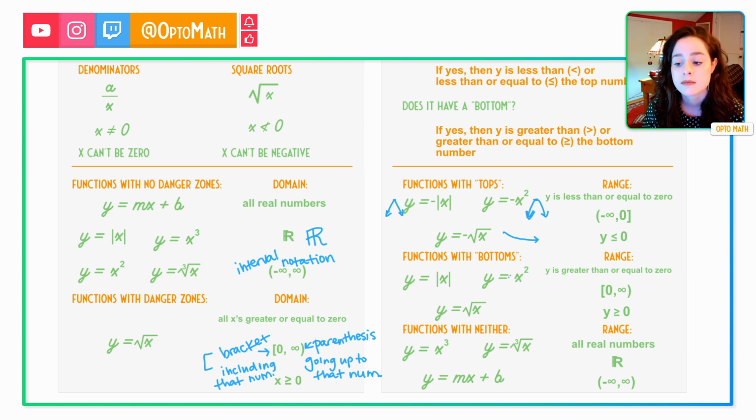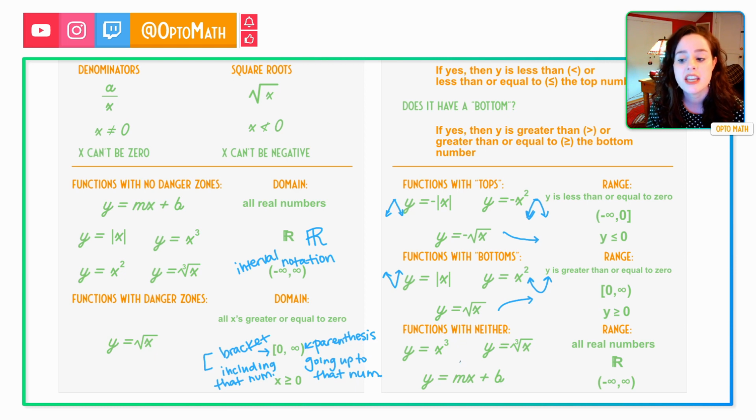Functions with bottoms. Y is absolute value of x, so that's an upward facing v. Y is x squared, so that's a valley. And y is the square root of x. So all of these have bottoms, and the bottom's y value is a 0. So y is greater than or equal to 0. You are starting at 0. That's the lowest you can go, and then you're going up from there, so you're going towards infinity with your arrows. Think about how your arrows are telling you you're going on forever and ever. You can also write that as y is greater than or equal to 0.